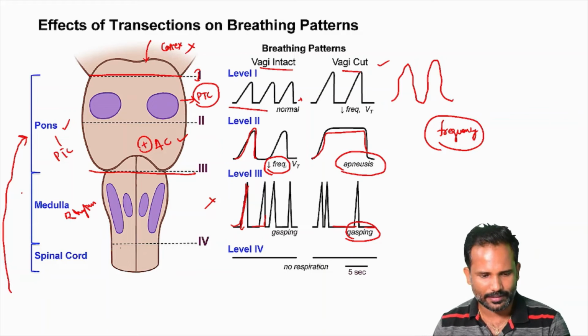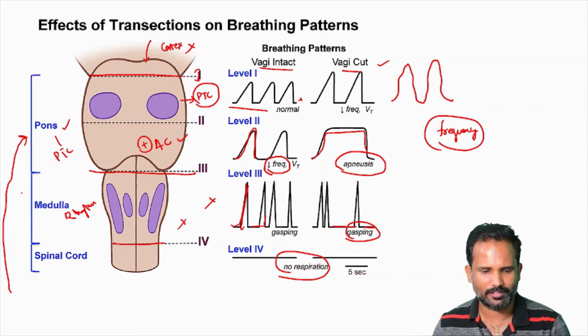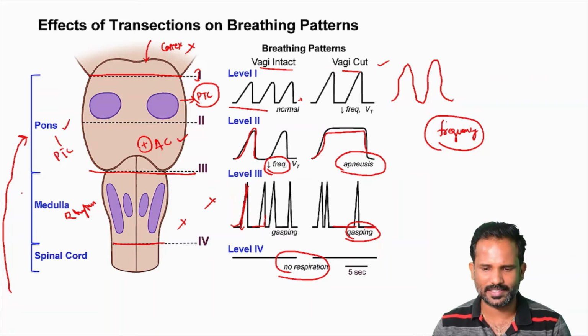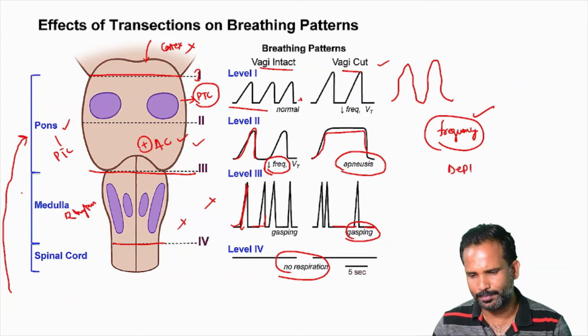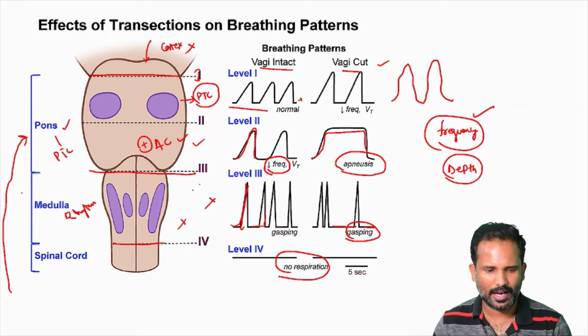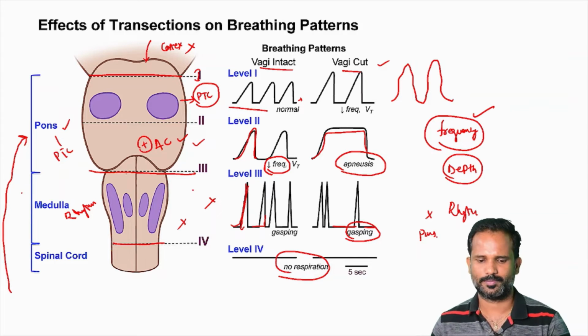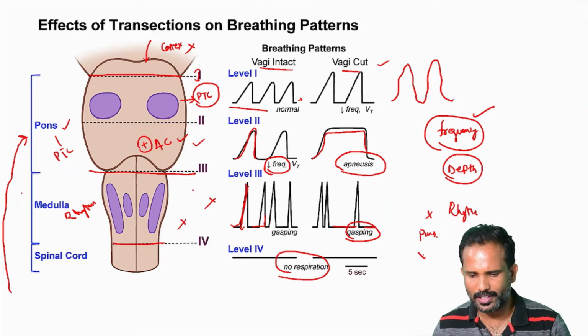And if the lesion is below the medulla, the person dies of respiratory failure. There will be no respiration. So with this we can know that the pneumotaxic center is concerned with frequency and the apneustic center is concerned with depth, and the medulla is concerned with rhythm, but under the regulation of the pons. And below the medulla there will be no respiration.